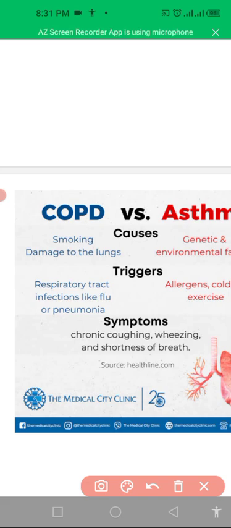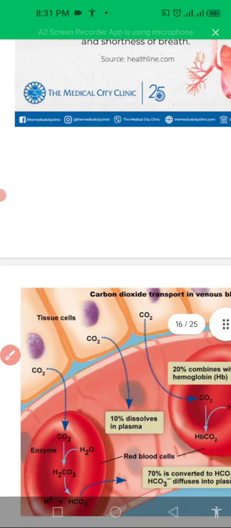But in either disease, the patient will have wheezing, coughing, shortness of breath, and these things happen.